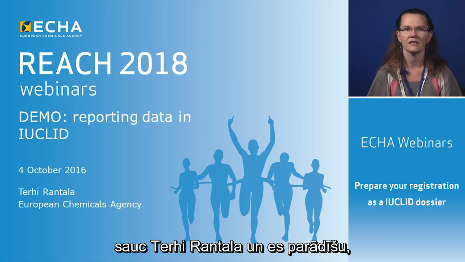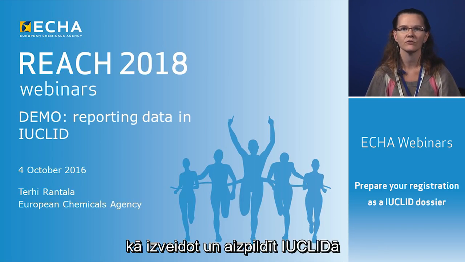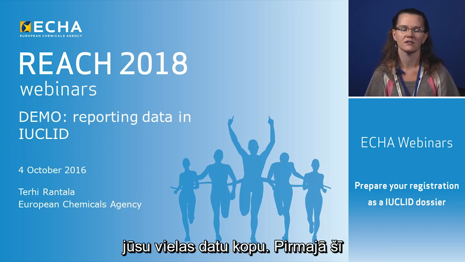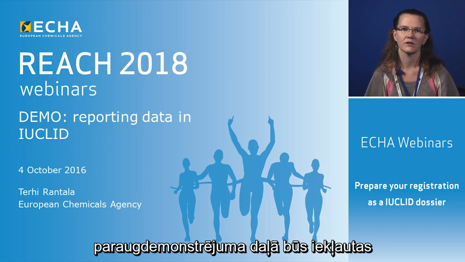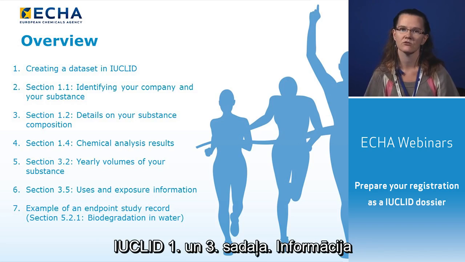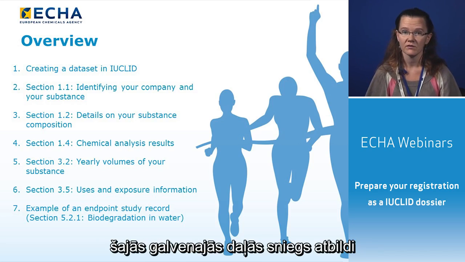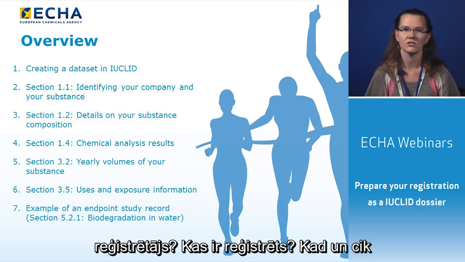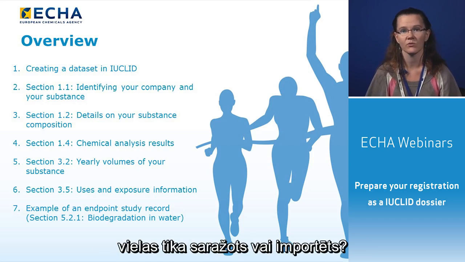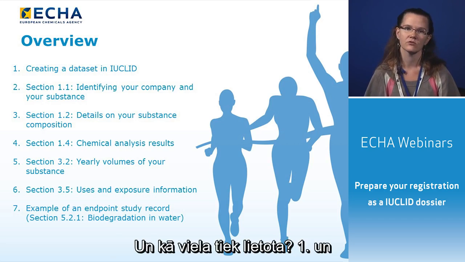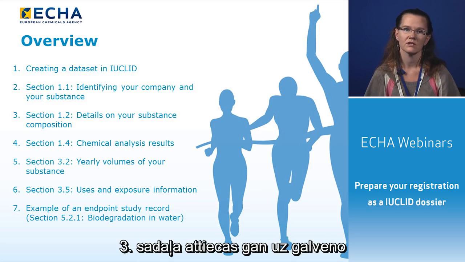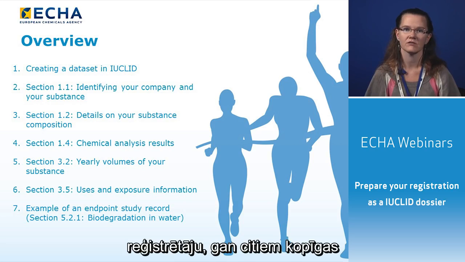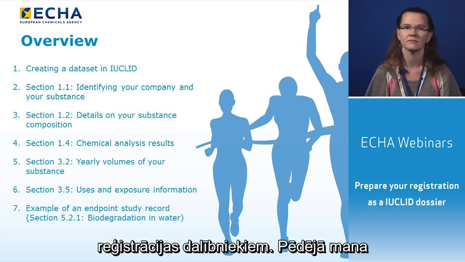My name is Terhi Rantala, and I will be demonstrating how to create and fill in your substance dataset in Euclid. The first part of this demo will cover Euclid sections 1 and 3. The information in these key sections will answer some of the basic questions concerning your registration. Who is the registrant? What is registered? When and how much substance was produced or imported? And how is the substance used? Sections 1 and 3 concern both the lead registrant and the other members of the joint submission.